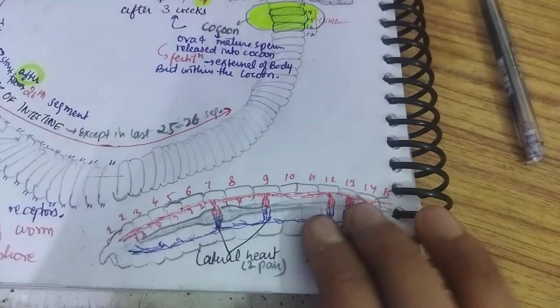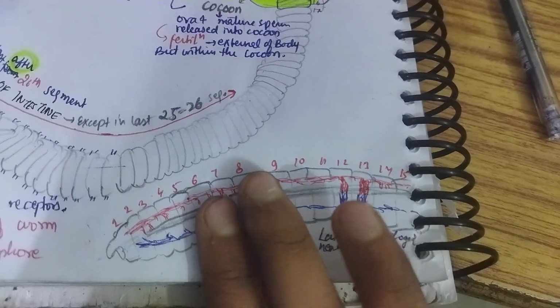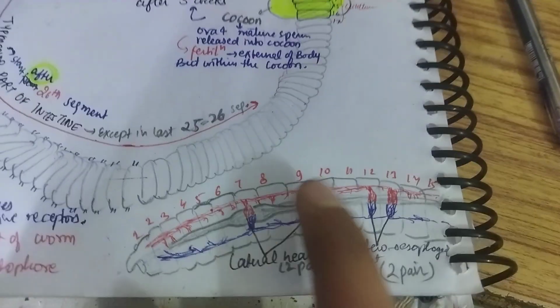So we have completed its anatomy, meaning you have completed the physiology. Then in anatomy we are coming back to the circulatory system. In the circulatory system, as you see here, in the 7th segment and in the 9th segment, there is a lateral heart. This lateral heart means this.